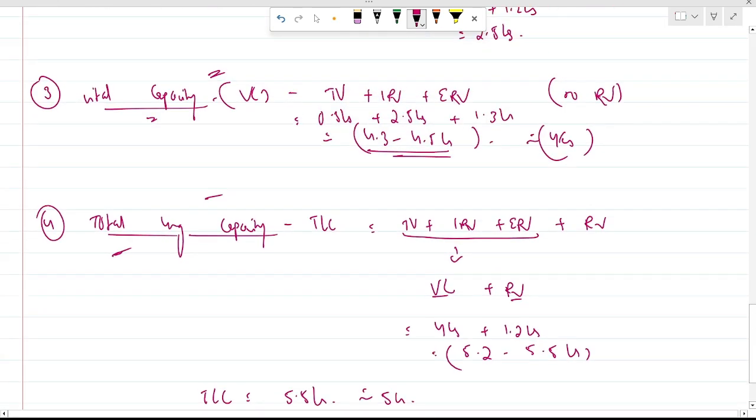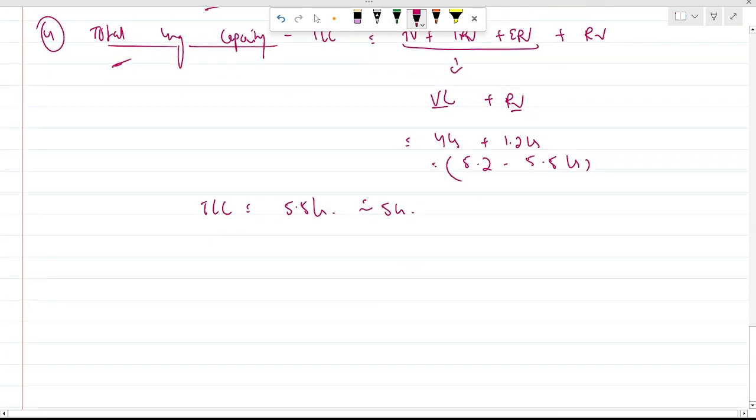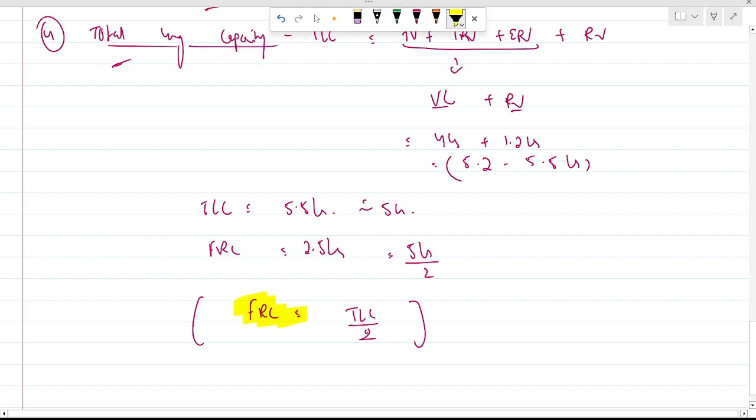Now expanding this discussion, we have seen that functional residual capacity is on average 2.5 liters, which is half of 5 liters. So we can say FRC is equal to half of total lung capacity. Very important point here: FRC is equal to half of total lung capacity.